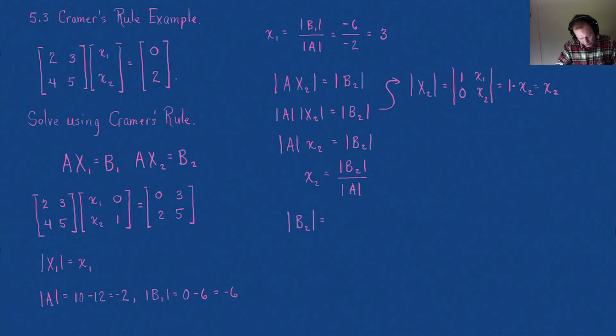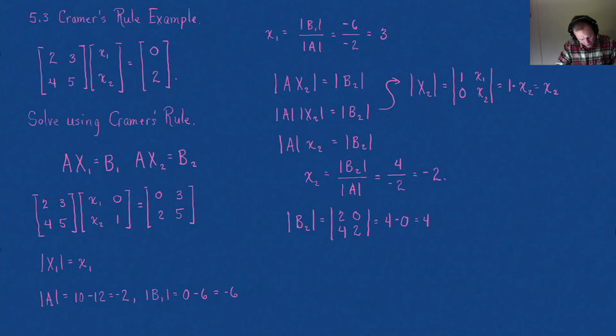Well, the determinant of B2 says you put B in the second column. So that is, the 0, 2 goes in the second column. And the first column of B2 is the first column of A. That's 2, 4. So let's see. If we take this determinant, it looks like we have a 4 minus a 0. That's 4. And now we can put these in. So x2 is going to be 4 divided by the determinant of A. Well, we found that earlier to be minus 2. So x2 is minus 2.